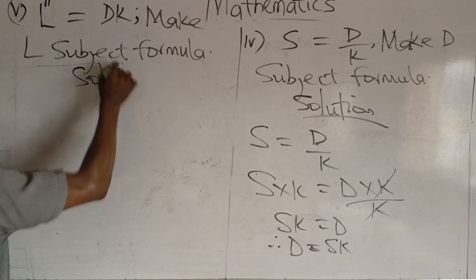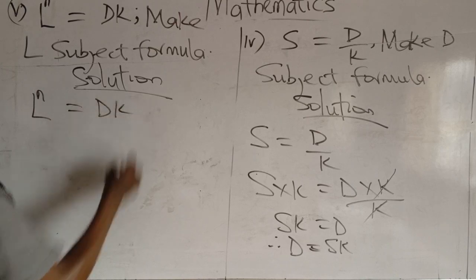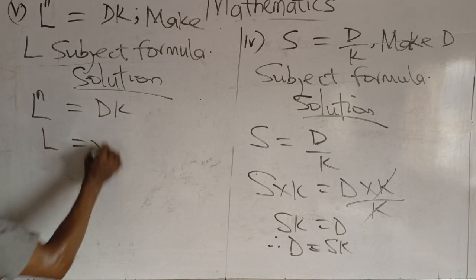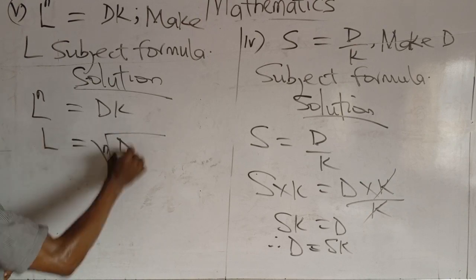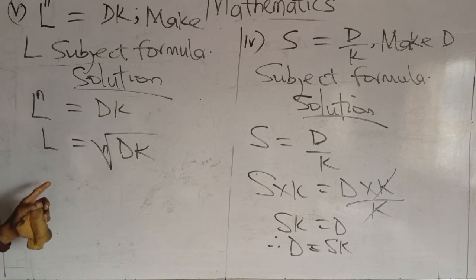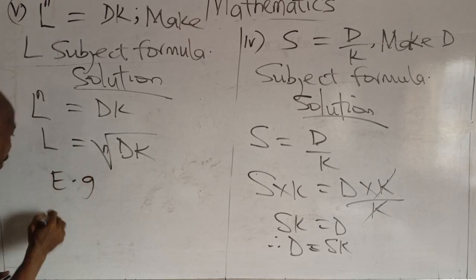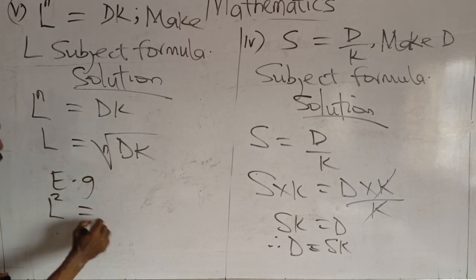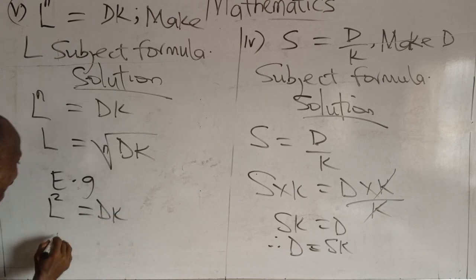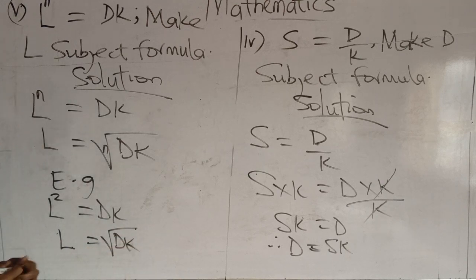So solution, L raised to power n is equal to DK. So our L becomes the nth root of DK. What does this simply mean? I'm going to use illustrations. For example, if we have L raised to power 2 equal to DK, L will now be equal to the square root of DK. Because this is squared here, you now find the square root of the other side.